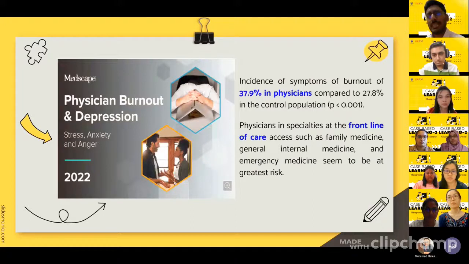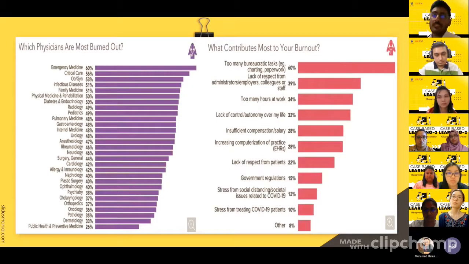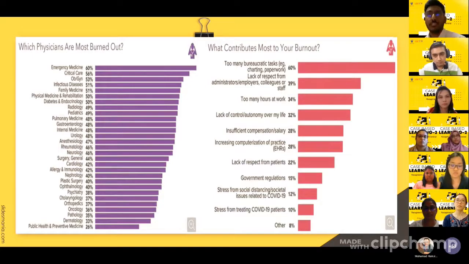In fact, in the Medscape annual survey, the Physician Burnout and Depression Survey, they found that 37.9% of physicians are burnt out compared to the general population. The physicians with the most burnout are the ones on the front line, such as family medicine, general internal medicine, and emergency medicine. Now, this was in 2022, and the survey revealed that 60% of emergency medicine specialists reported burnout. This increased from 2021, which was about 40%. Obviously, it's due to the COVID pandemic and being on the front line.